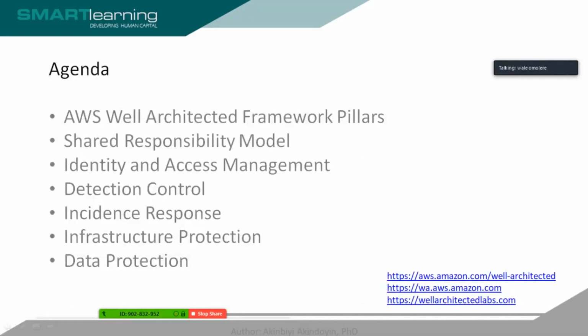All right, cool. So the agenda for today: I will briefly talk about the well-architected framework pillars that have been documented by AWS. Then we'll talk about the shared responsibility model, because security itself is a shared responsibility. It's everyone's business. It's not left alone for the customers, but AWS has a role to play in securing cloud resources. So it's a shared responsibility. Now we're going to talk about what is expected of the customer and what is expected of AWS.